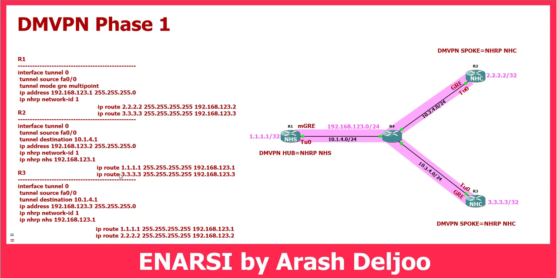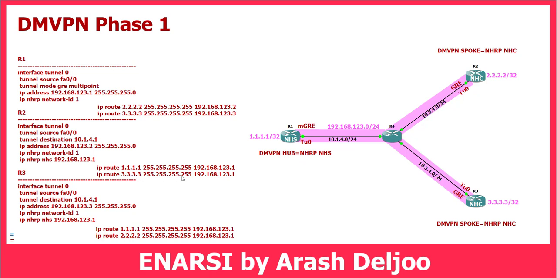Now, ip route quad 3, quad 255. Again, look here, you can configure 192.168.123, but if you configure this static route in router 2, because we don't have direct connectivity to router 3, we should do the recursive lookup. Because of that, in DMVPN phase 1, in most cases we use a static route to the hub router, or to the NHS.